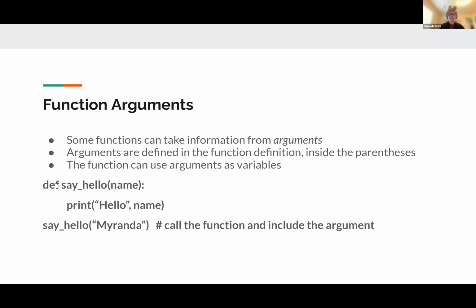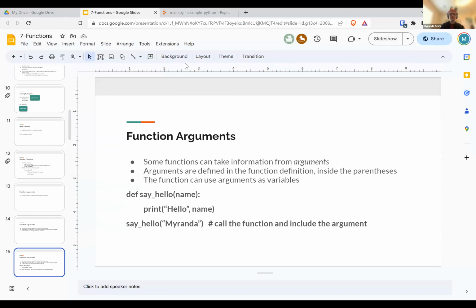So we define a function called say hello. It takes an argument called name, and then we're going to print hello, comma, and then name. So we're going to print whatever the user puts into these parentheses here. So if we call say hello and then Miranda, it's going to call the function and say hello, Miranda. And it includes that argument.